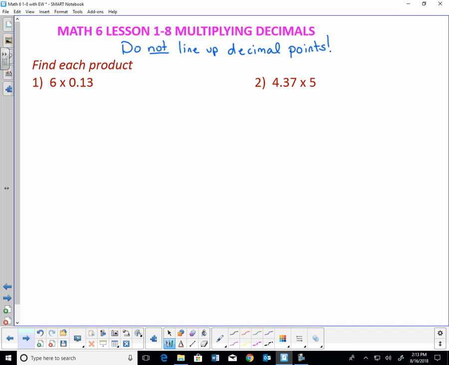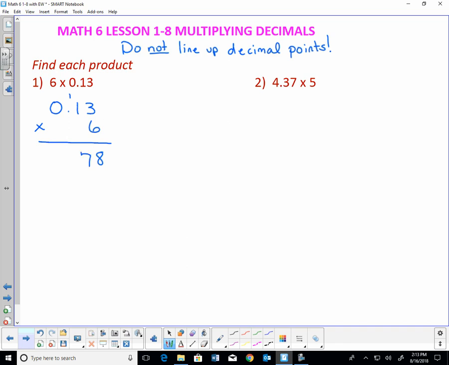So in this particular case, 0.13 has more digits than 6. So I'm going to multiply traditionally this way. Then I'm just going to multiply. 6 times 3, multiply the ones position. 6 times 3 is 18, carrying my 1. 6 times 1, I'm going to multiply my ones times my tens position. 6 times 1 is 6, plus 1 is 7.